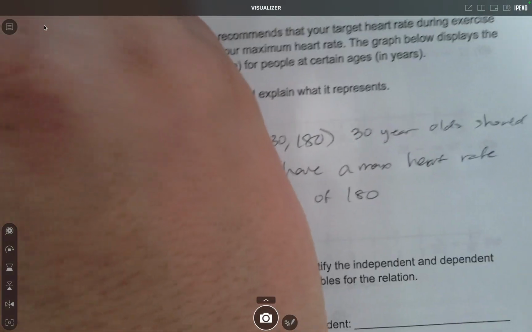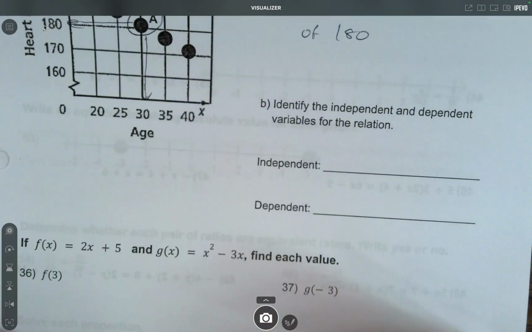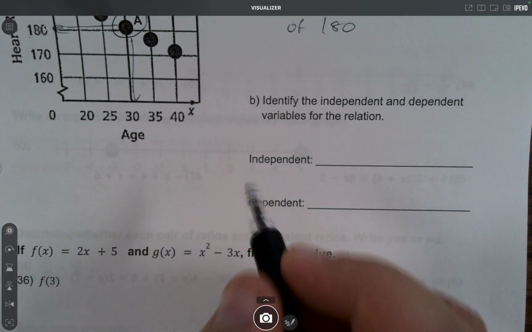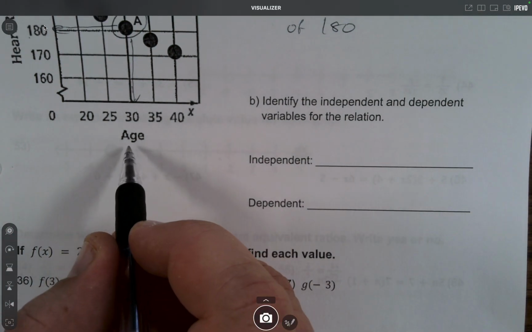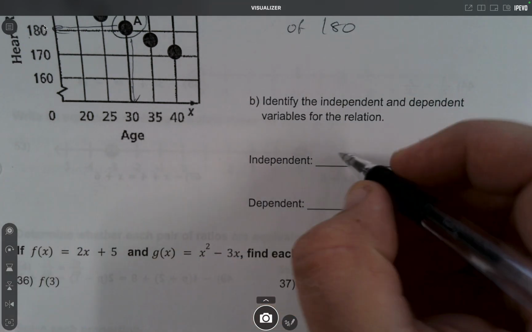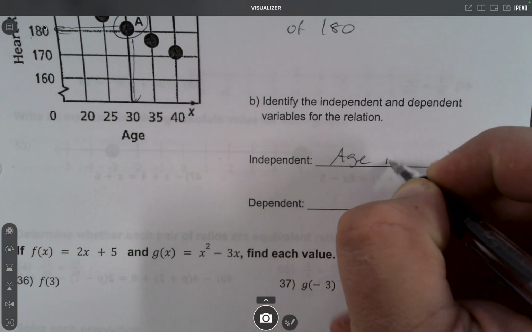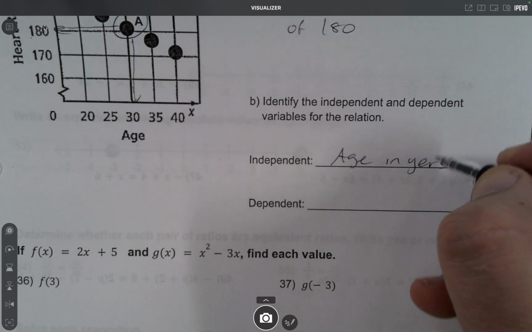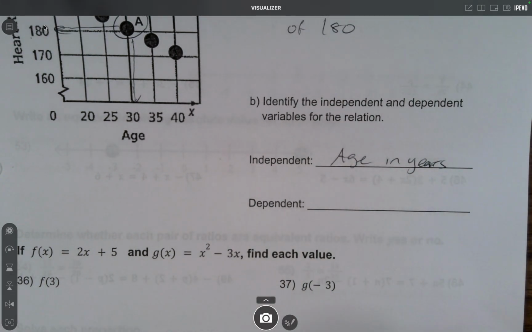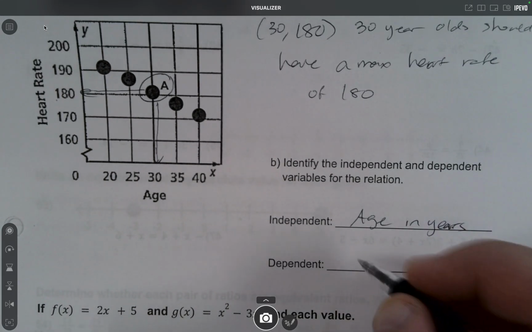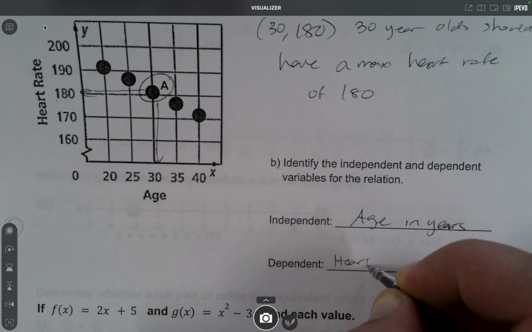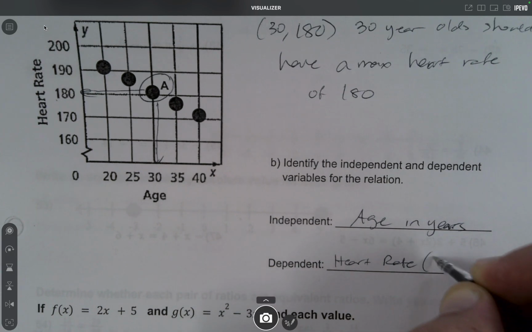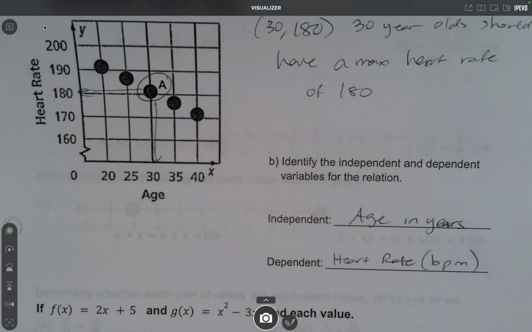Okay, next up they ask us for the independent and dependent variable. The independent variable is always the x value, so the x-axis. So this is age, in this case in years. And the dependent variable is always the y value, which in this case is heart rate measured in beats per minute, which you can see if you read the directions at the top.